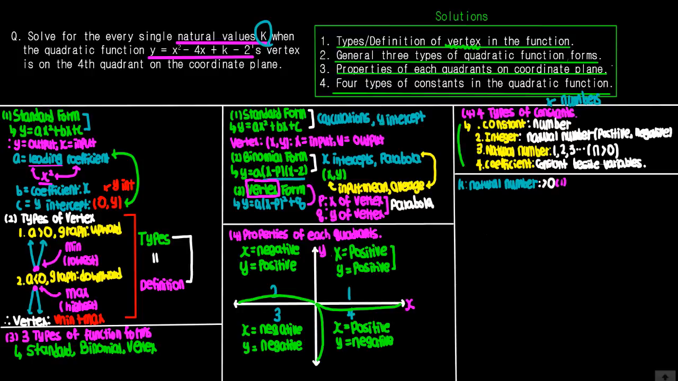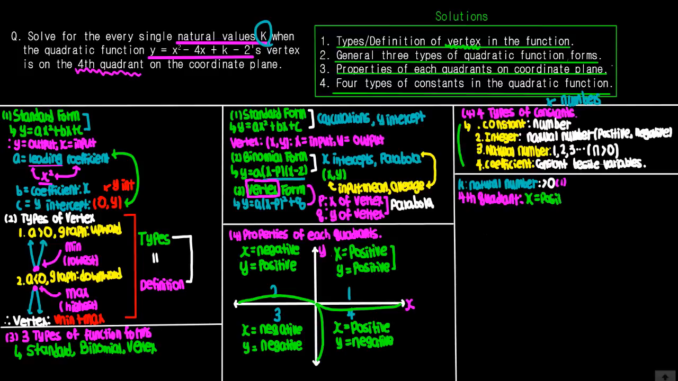And the second piece of information is that we need to think about the vertex of this function, because we need to make the k value change the location of the vertex to the fourth quadrant. And if you think about what the fourth quadrant was, it was when the x value is positive, our y value should always be negative.